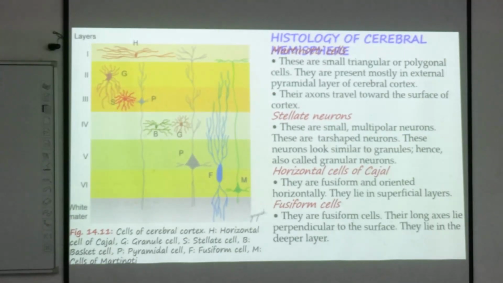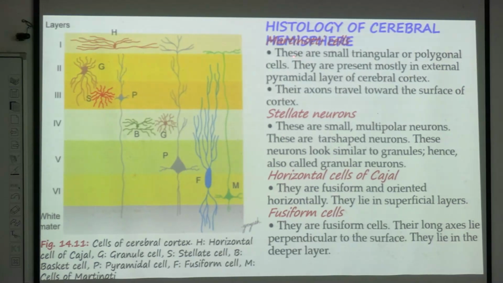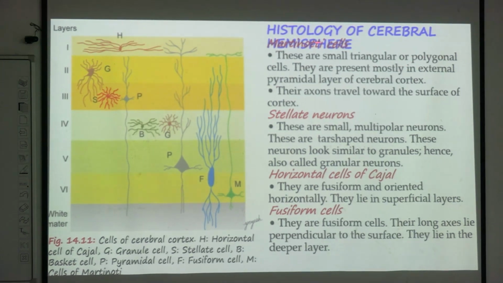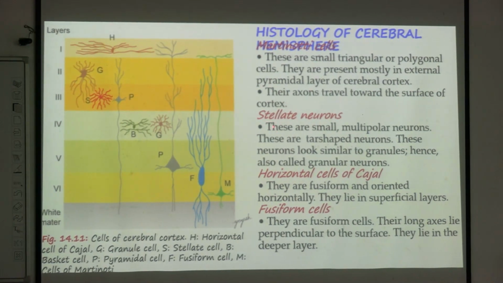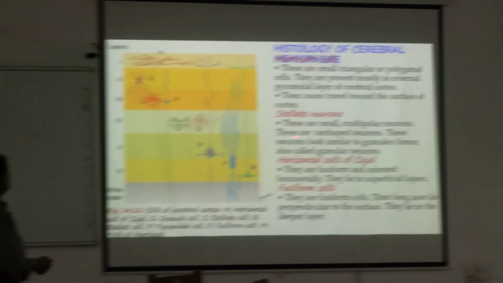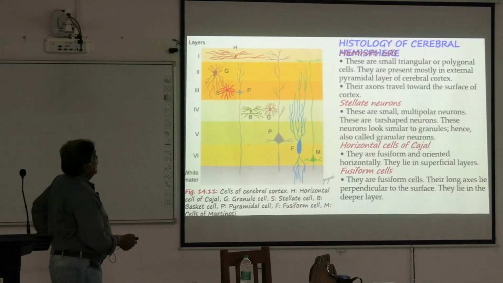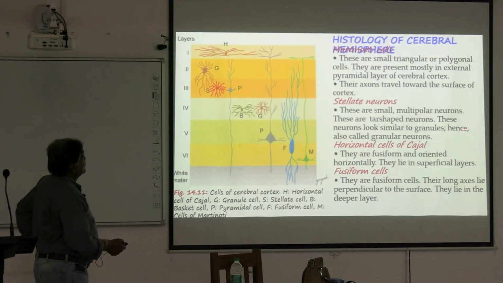Now, histology of cerebral hemisphere. These are small triangular cells, present mostly in the external pyramidal layer of cerebral cortex. Their axons travel towards the surface of the cortex. Stellate neurons are small multipolar, star-shaped neurons. These neurons look similar to granules, so they are called granular neurons. Horizontal cells of Cajal can come as an MCQ or short note, and fusiform cells, which are long.